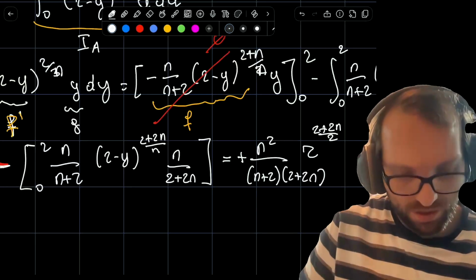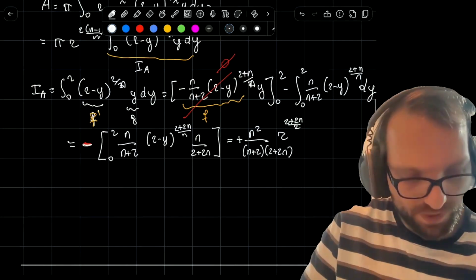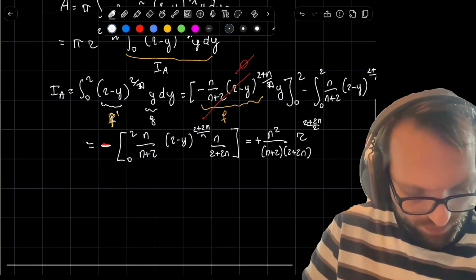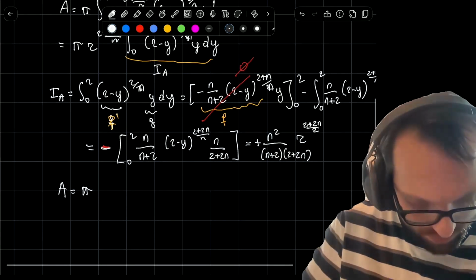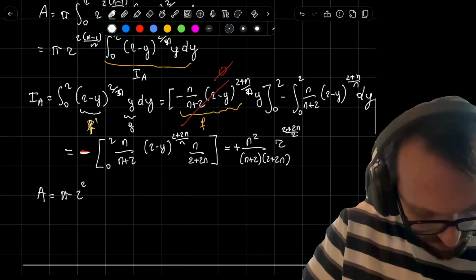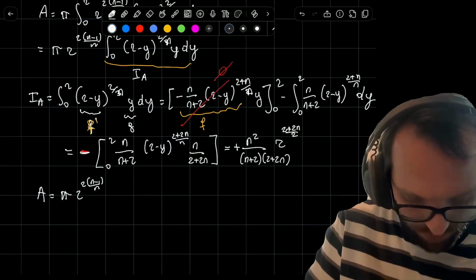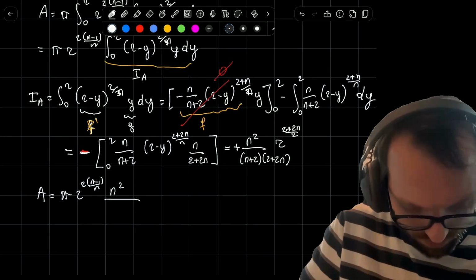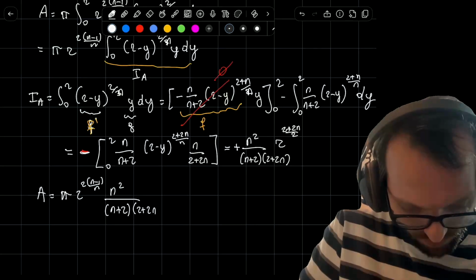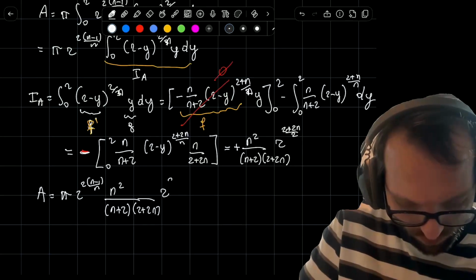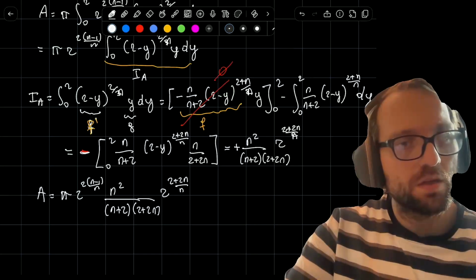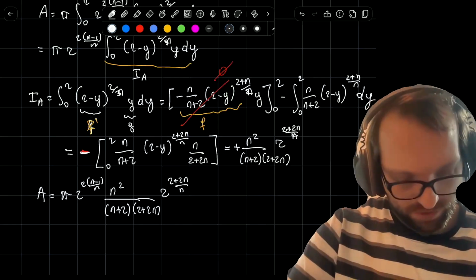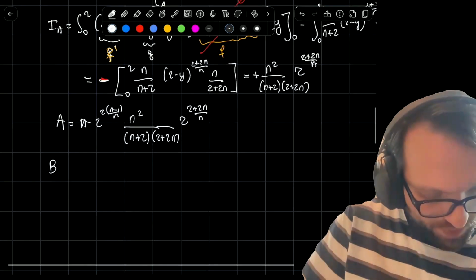Okay, so now we can combine everything together. So what we have is that A is pi r times I, the integral that we just found. Now we need to calculate the integral B.